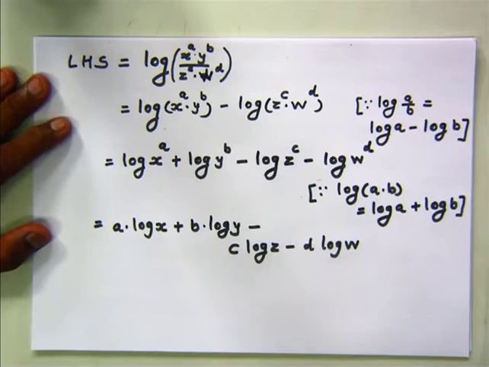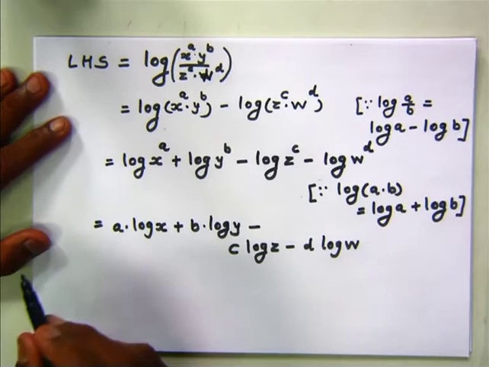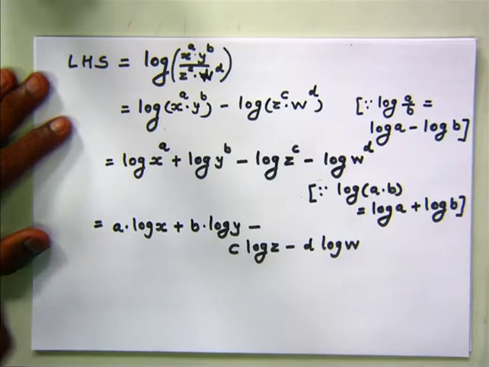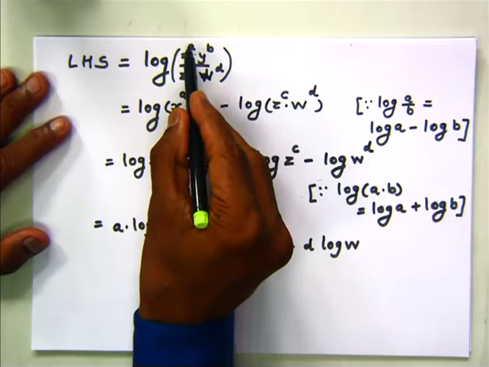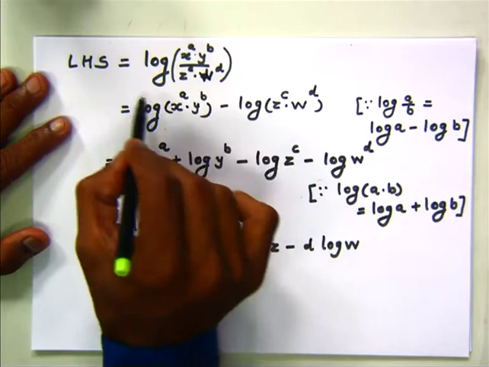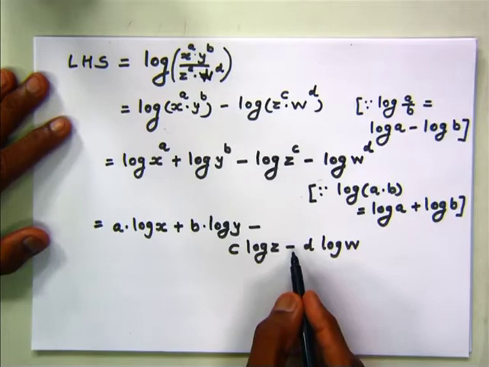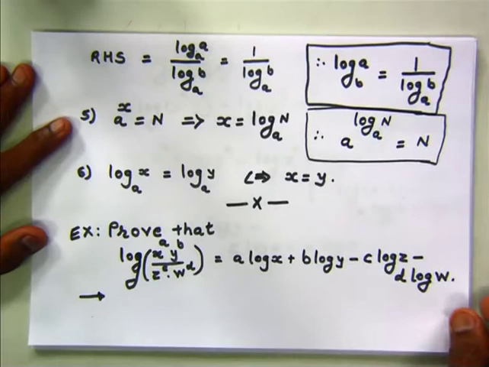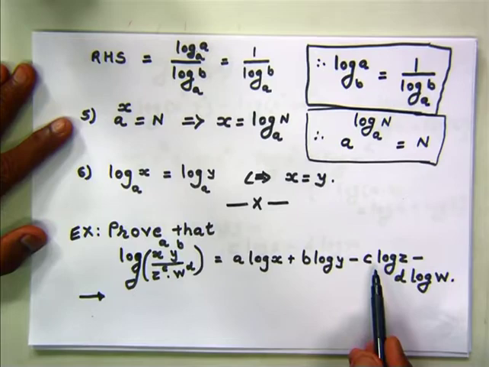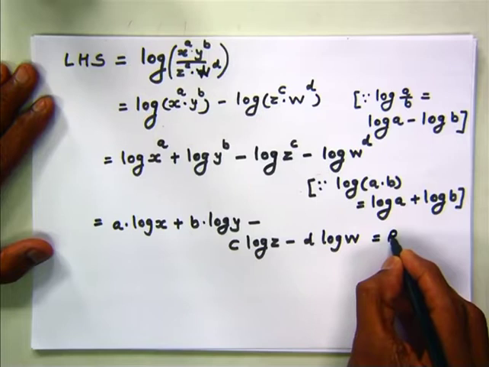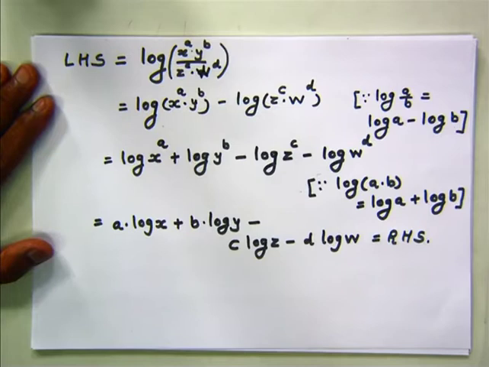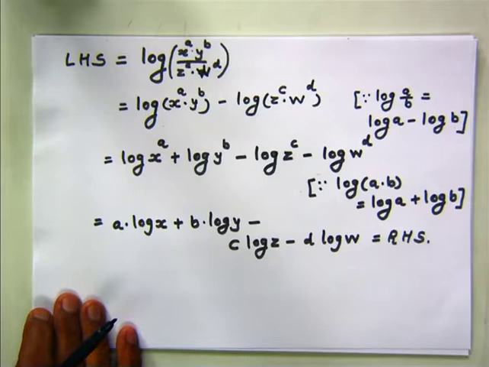This example is very helpful and interesting. In engineering applications, sometimes there are certain equations in which one is required to take the logarithm, simplify and get the result. There, powers, multiplication and division, all three rules are applied over here. So, in our example, we wanted to prove the following. I was asked to prove a log x plus b log y minus c log z minus d log w. That we have proved. So, I claim that this is my right hand side. So, this is the way to prove using the definition, etcetera. Fine.